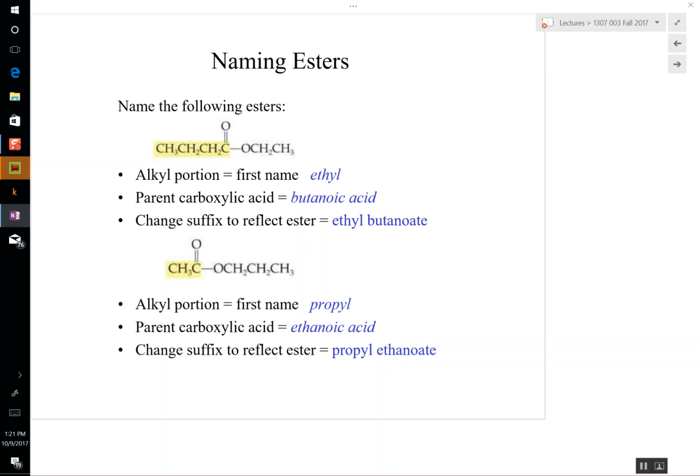Here we have an ethanoate. Why? Well, the 2-carbon portion is bearing the carbon-oxygen double bond. It would have started out as ethanoic acid. There's your propyl, your simple propyl, 3 carbons in a row, not the isopropyl. Naming esters.